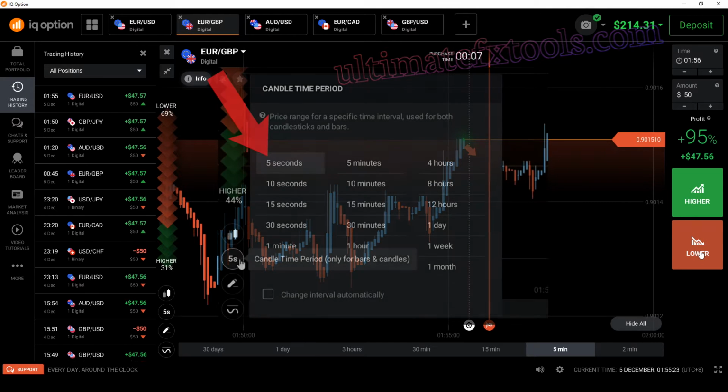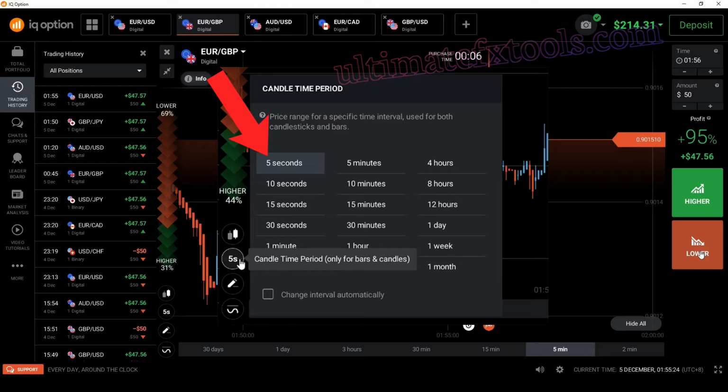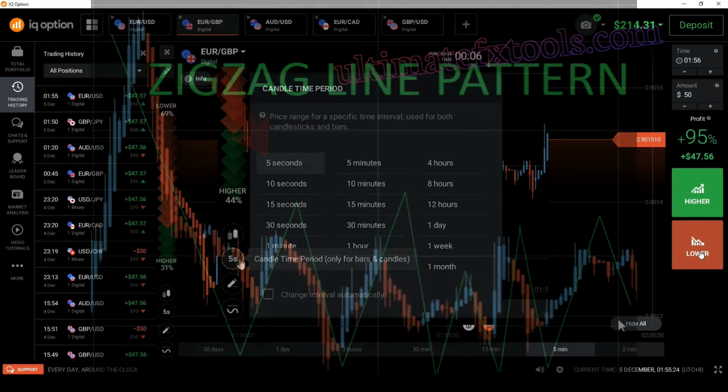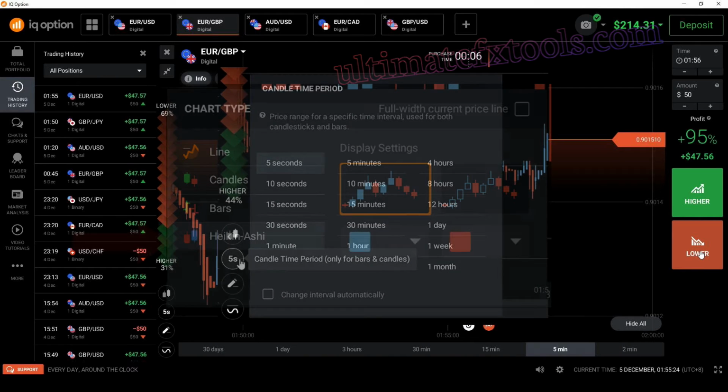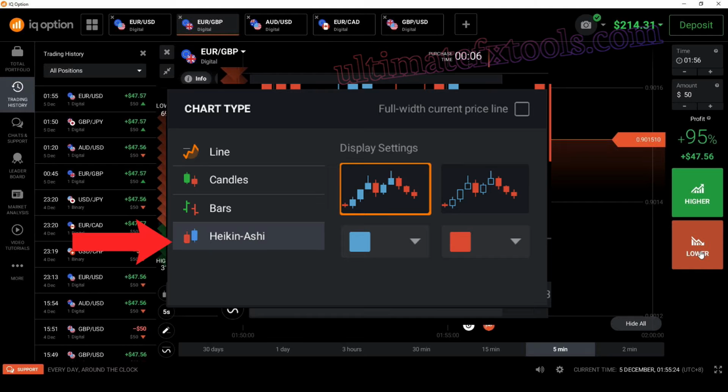The 5 seconds candle time is the technique on how to win the trade. It's very simple. Let's see the chart. If the pattern goes to this, we must also set our bars to Heiken Ashi, so that we can spot the trend.